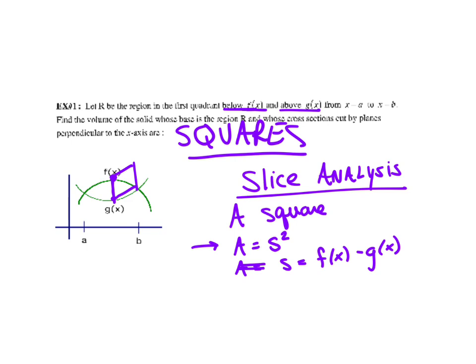Now I'm just going to go straight to the area formula. So area is side squared, so I'm just going to take that f of x minus g of x, wrap it up, and square it.